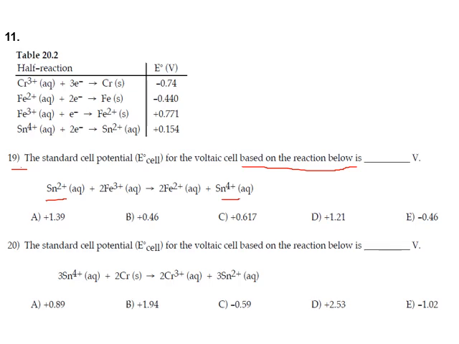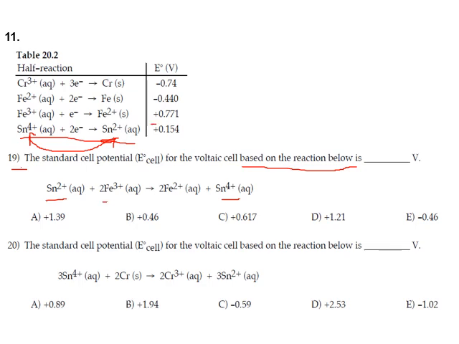So let's check the chart. Sn2+ going to Sn4+. Well, we want it to go the reverse direction the way that one is written. So we can do that. We can reverse this thing and go this way. So we'll just reverse these, but that means that we also have to change the sign in front of the 0.15. So that becomes minus 0.15.